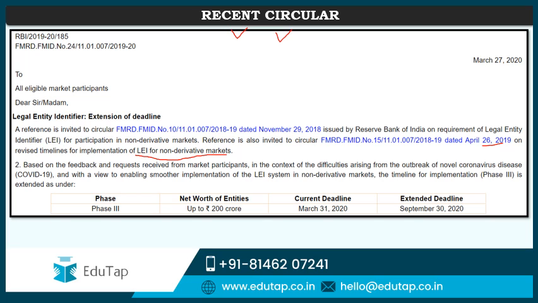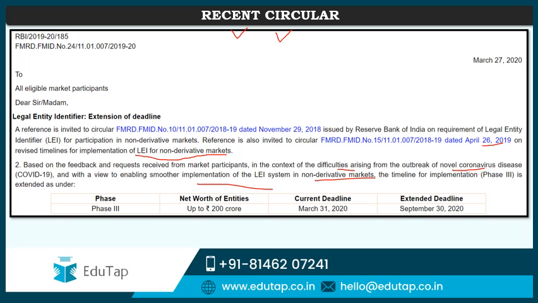So a circular was issued in April 2019, which talked about the different timelines by which different entities with different net worths have to obtain their LEI registration for participation in the non-derivative market. Now this was to be accomplished in 3 phases. Based on the feedback and the request received from the market participants in the context of difficulties arising from the outbreak of the novel coronavirus disease, and with a view to enabling smoother implementation of the LEI system in non-derivative markets, the timeline for implementation for phase 3 is extended as under.